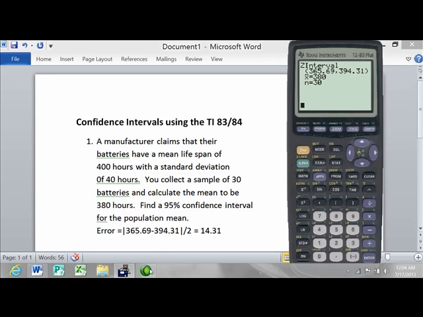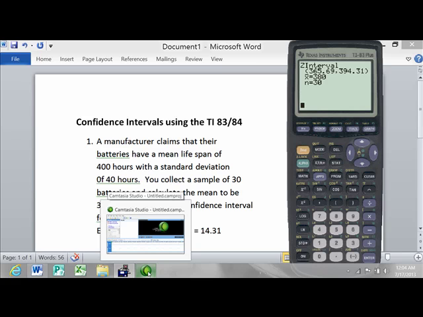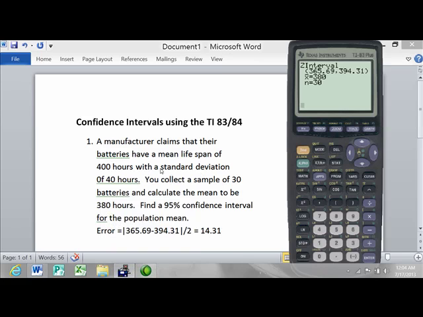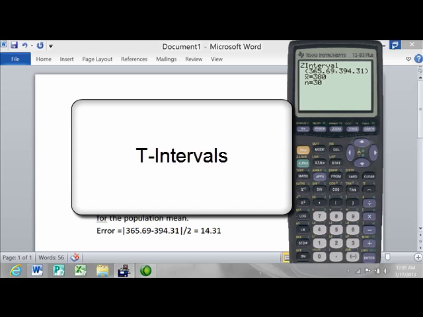Now let's change this problem slightly. How would I change this slightly? Well, let's say we don't know the population standard deviation. We don't know the population standard deviation. How does that change this?